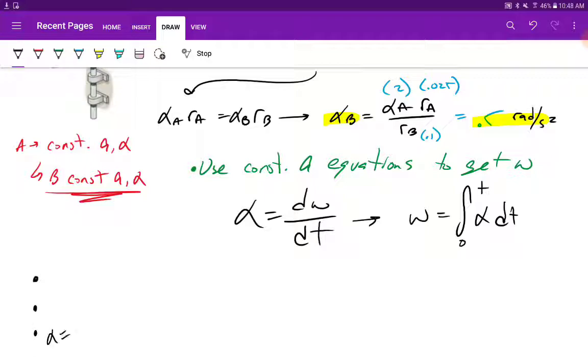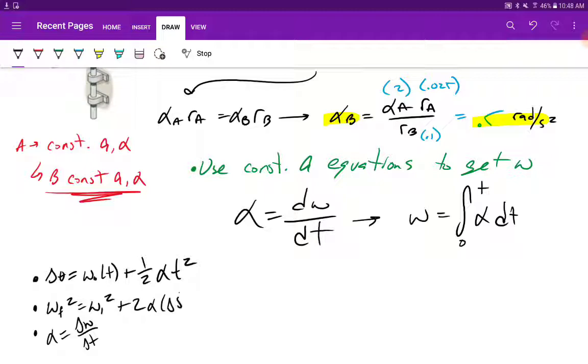And so alpha equals delta W over delta T. Delta theta equals W naught times time plus 1/2 alpha T squared. And all I've done is turn position into angular position, velocity into angular velocity, and acceleration into angular acceleration. W final squared equals W initial squared plus 2 alpha delta theta, right? So let's see. I think I'm going to use this one since it has time. It has W, but it doesn't have a position. They never gave me position, so that's going to be an easier one to use.